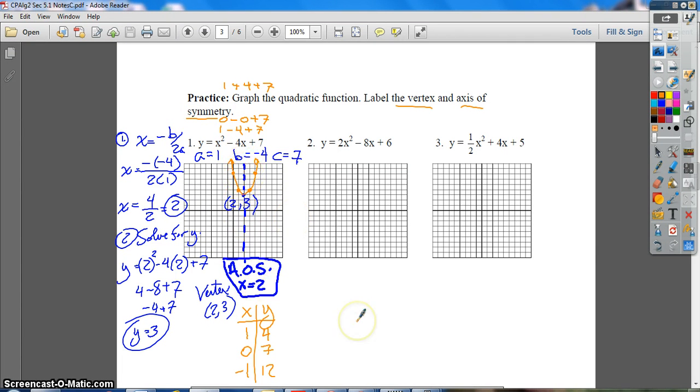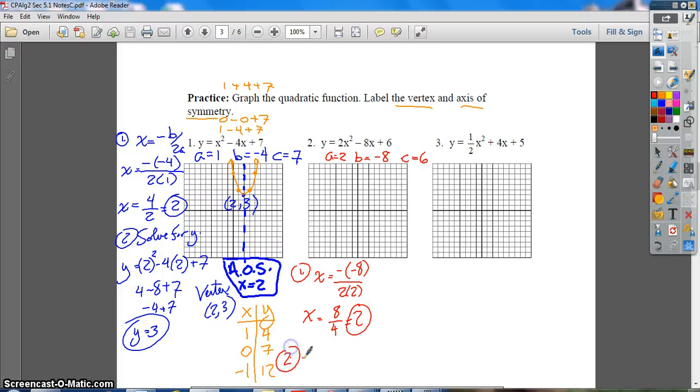Okay? Let's jump to 2. A here is going to be 2. B is going to be negative 8, and C is going to be positive 6. So to solve for my x coordinate, I have negative 8 over 2 times 2. So x is going to be positive 8 over 4, which is 2.